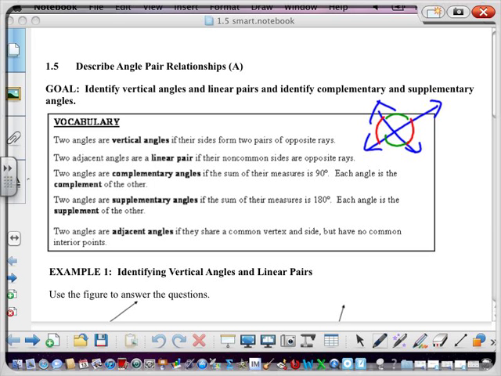So my two arms form 180-degree angles. They form a linear pair between my head and my arm and my head and my arm. It adds up to 180. Let's draw another picture. Linear pair. See how it shows a straight line? Angle 1 plus angle 2 gives me 180 degrees.